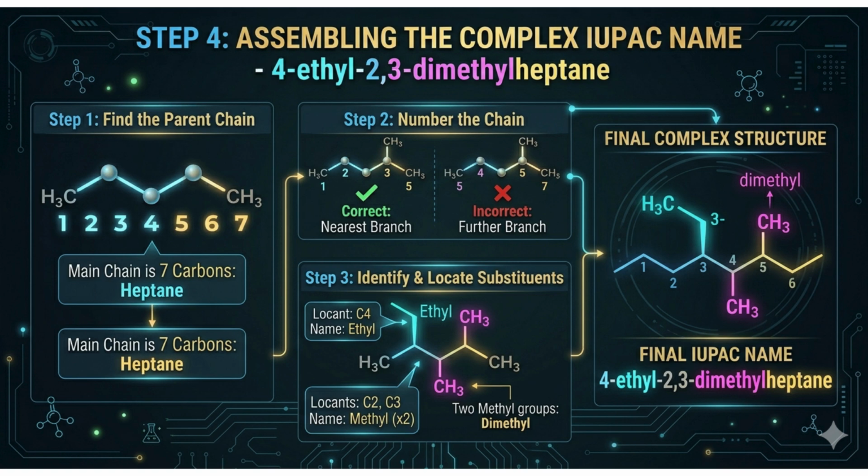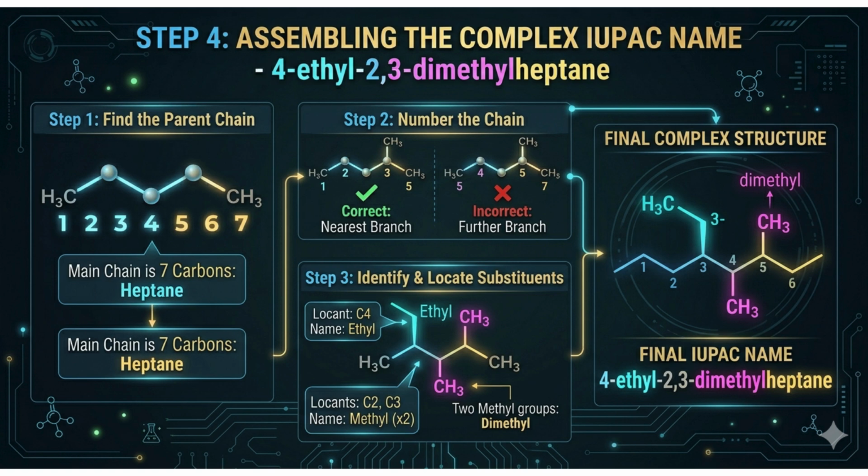Next, we move to step 2. Number the chain. We have two options. If we start from the left, our first branch is at carbon number 2. If we start from the right, the first branch wouldn't be until carbon number 5. Since we always want the nearest branch, we choose the left to right numbering as our correct path.